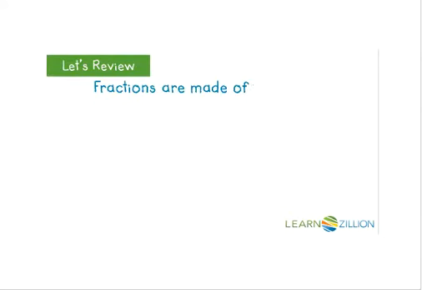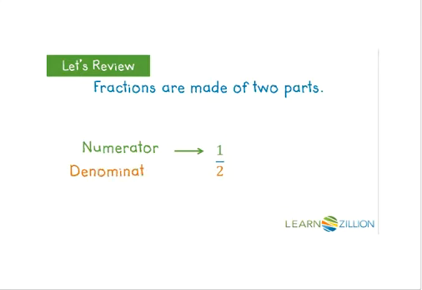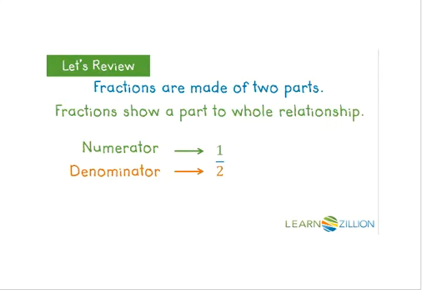Let's start with a little review. Fractions are made of two parts. The top number is the numerator, and the bottom number is called the denominator. Fractions show a part-to-whole relationship. The numerator shows the part, and the denominator shows the whole.